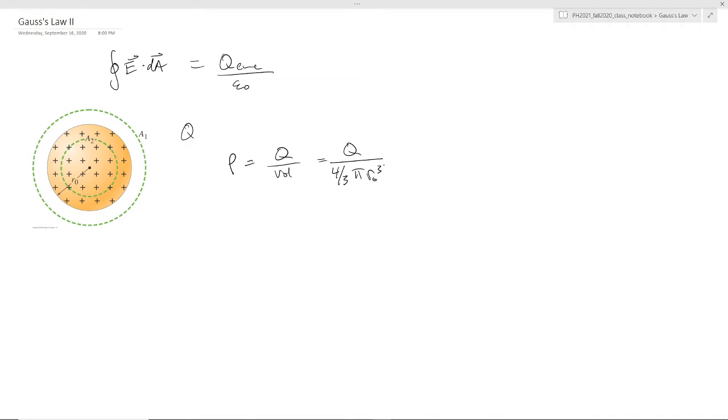Now, we want to use Gauss's law to find the electric field as a function of R. And there's really two regimes to consider. There's within the sphere and outside the sphere. So there's sort of two zones to look at. We have our inside and our outside.